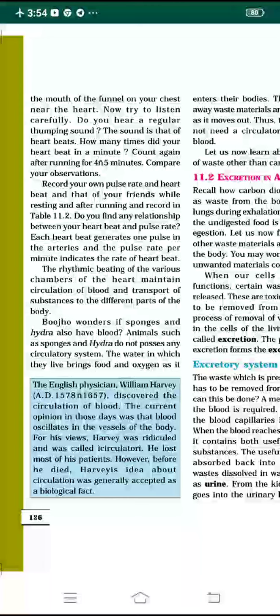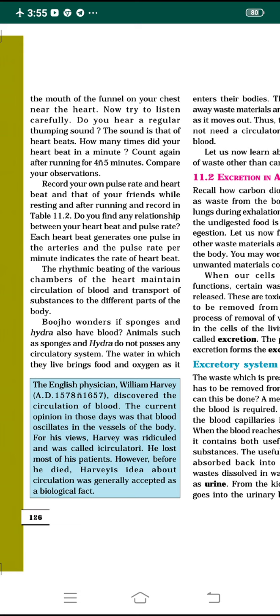It is very important that each heartbeat generates one pulse in the arteries. One heartbeat, following contraction and relaxation in the heart, generates one pulse in the arteries. And the pulse rate per minute indicates the rate of heartbeat. How many times the pulse beats per minute indicates the rate of the heartbeat.